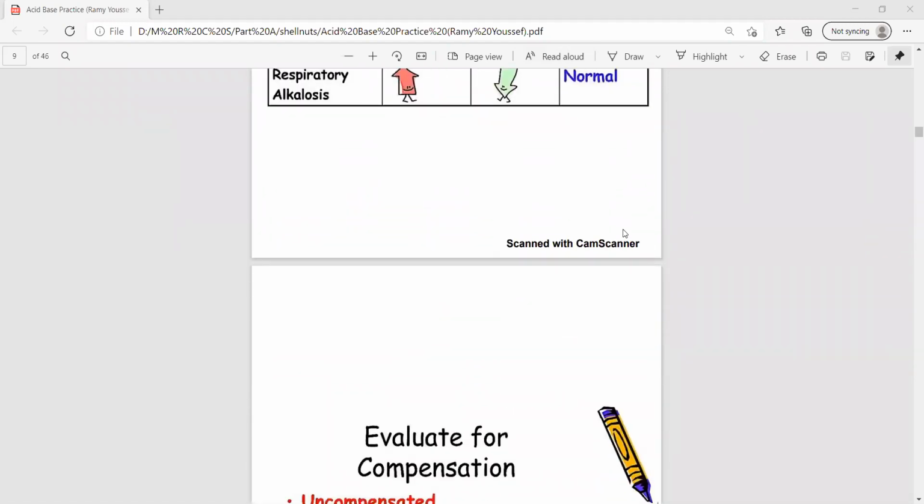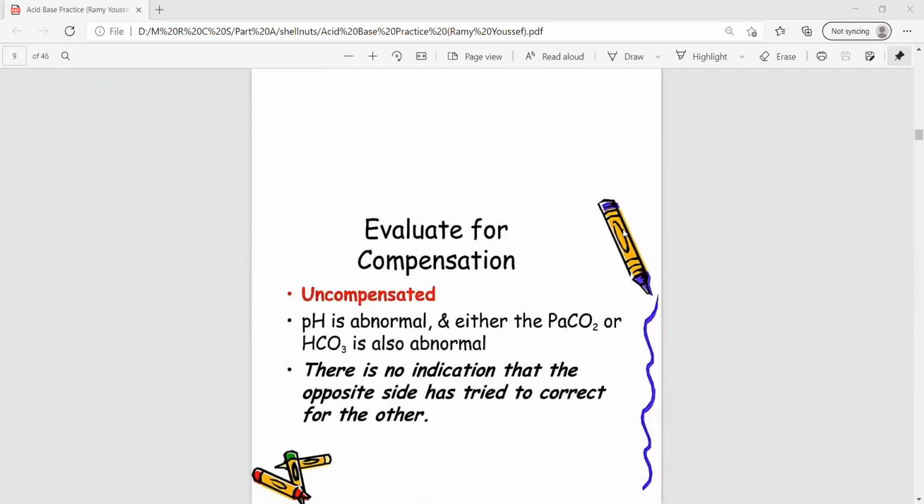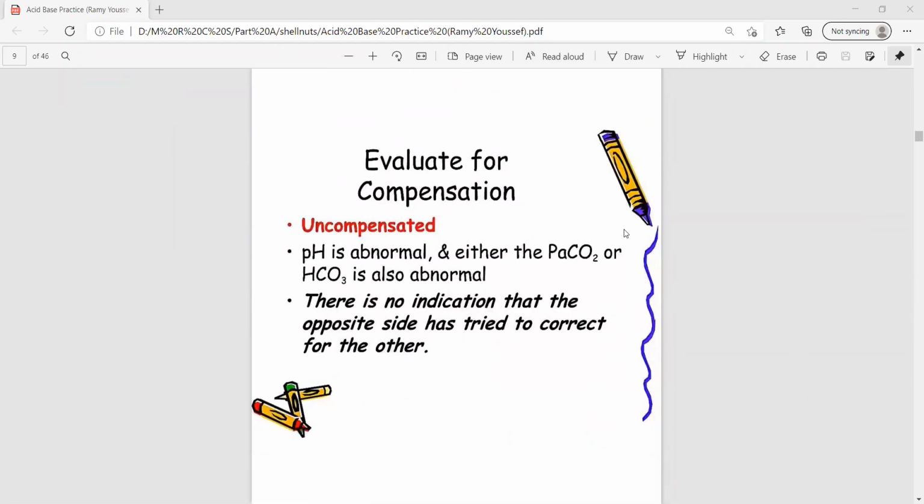Clear? Here it is asking you how to evaluate compensation or no compensation. As we said, if the pH is abnormal, and both CO2 and HCO3 are abnormal, then this is uncompensated.